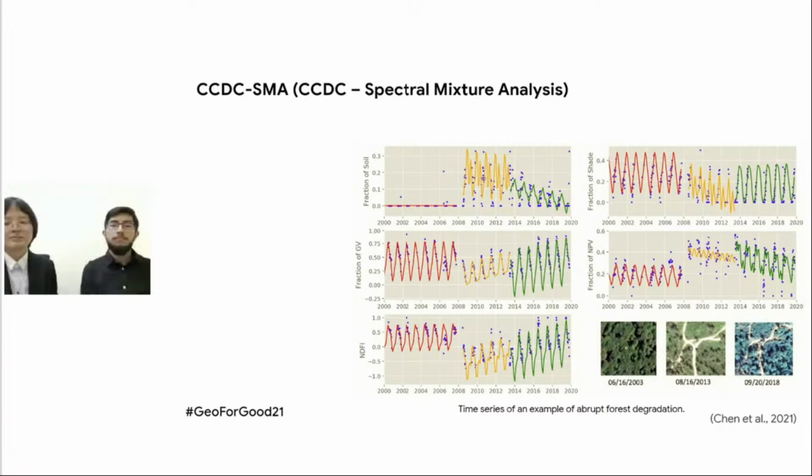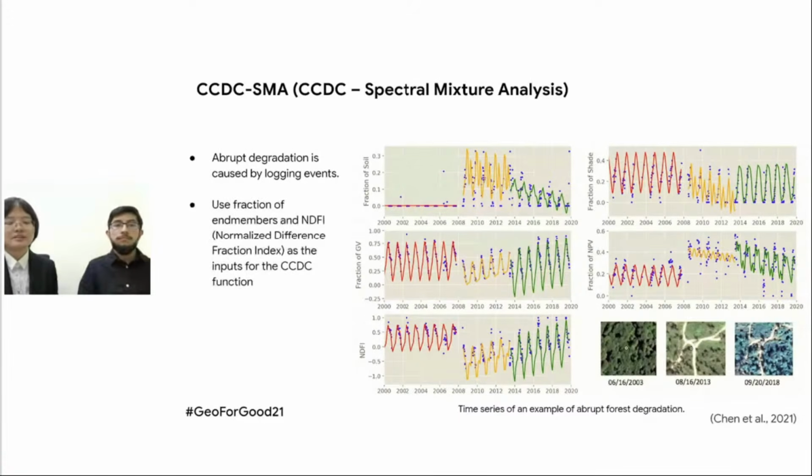One is abrupt forest degradation, and here is an example. If we take a look at the time series of fraction of soil, there's a sudden increase in 2008. This indicates a logging event in 2008. Abrupt degradation is usually caused by logging events.